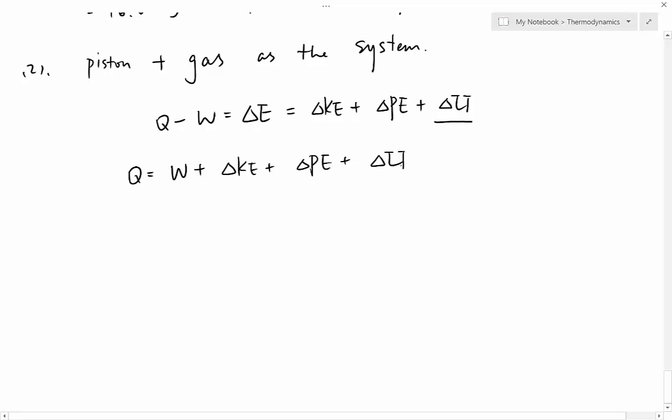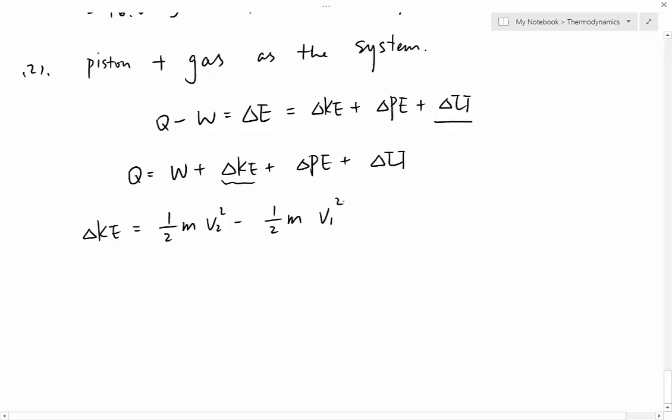Okay, so let's find every one of them in the right hand side. If we can find every single term in the right hand side, we will be done. So let's start from the easiest one. Let's start from delta KE. Delta KE is the change of kinetic energy. So that means final kinetic energy minus initial kinetic energy.